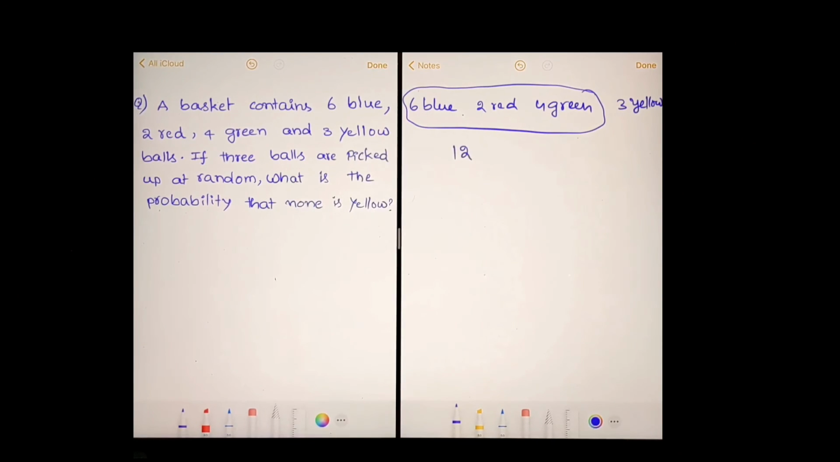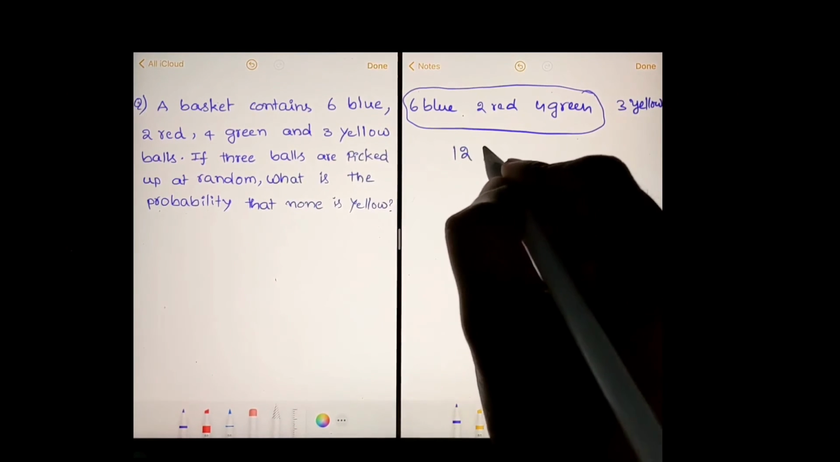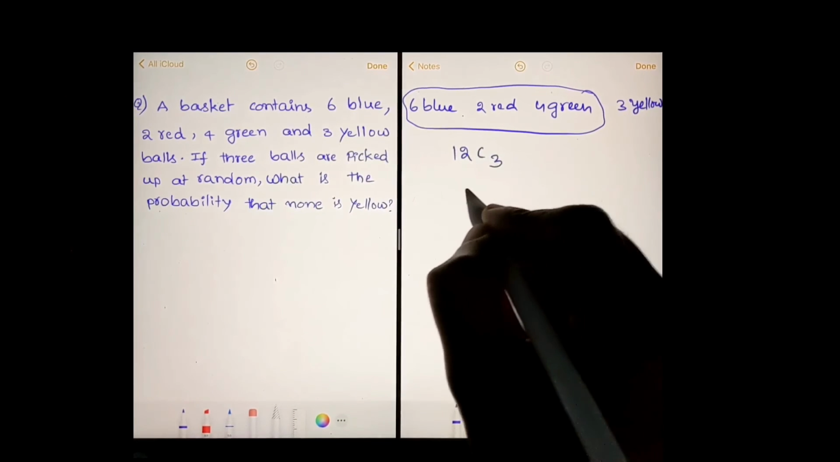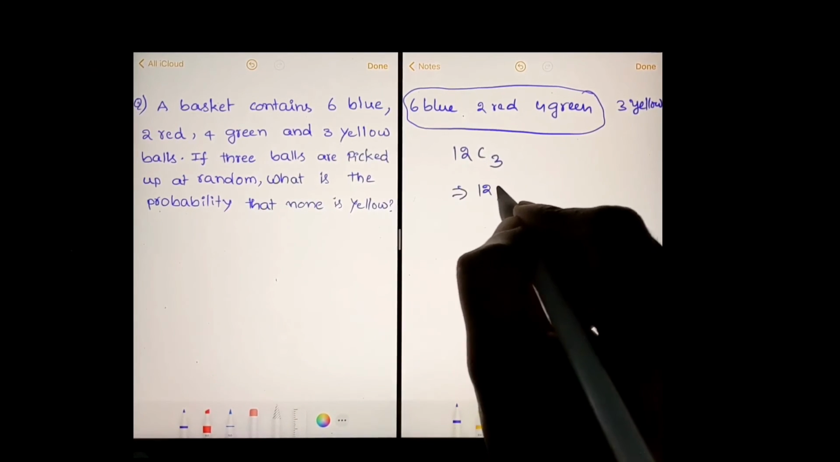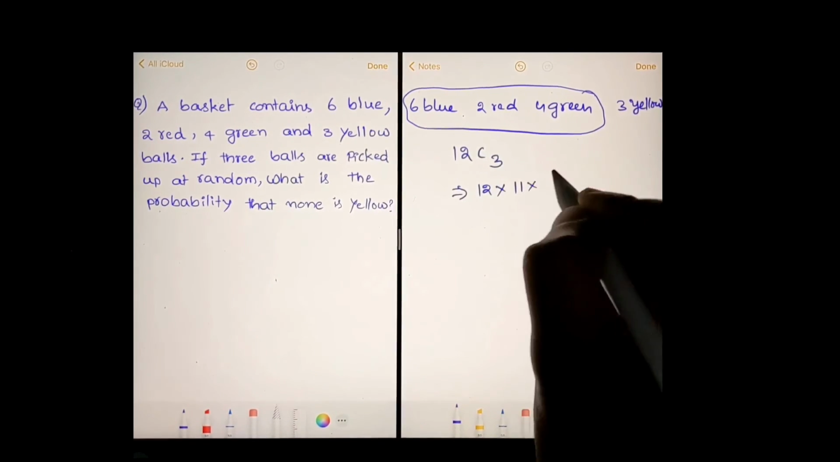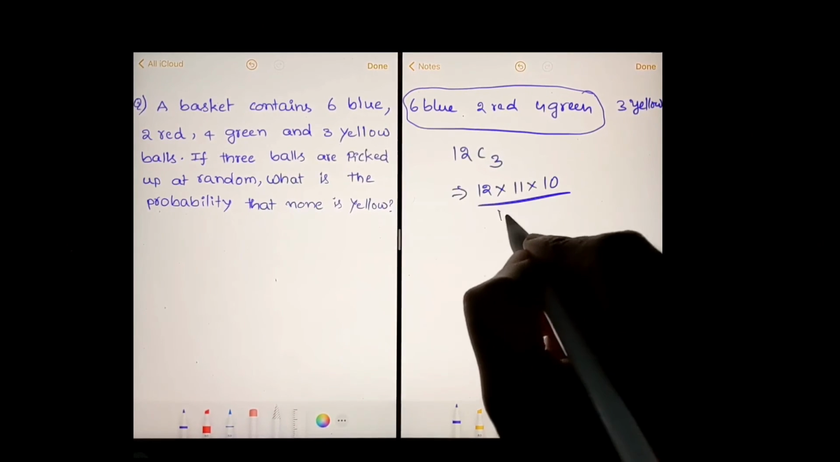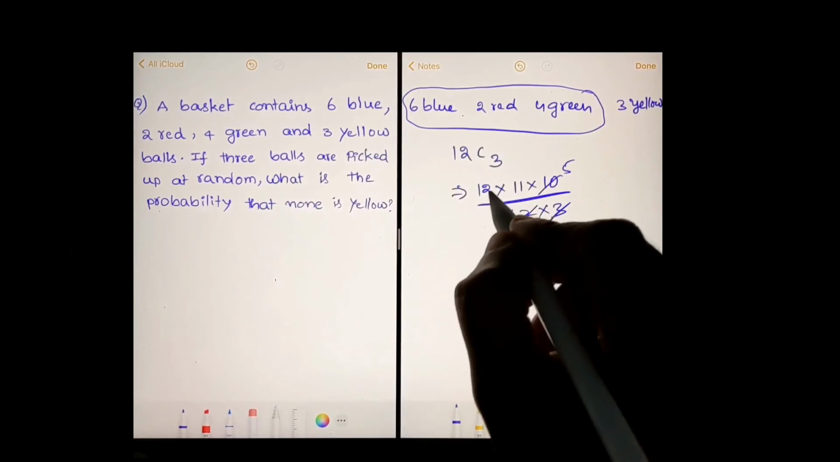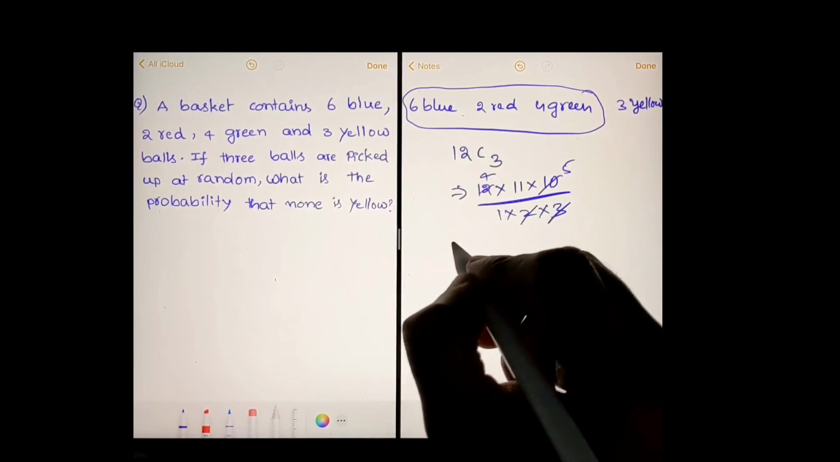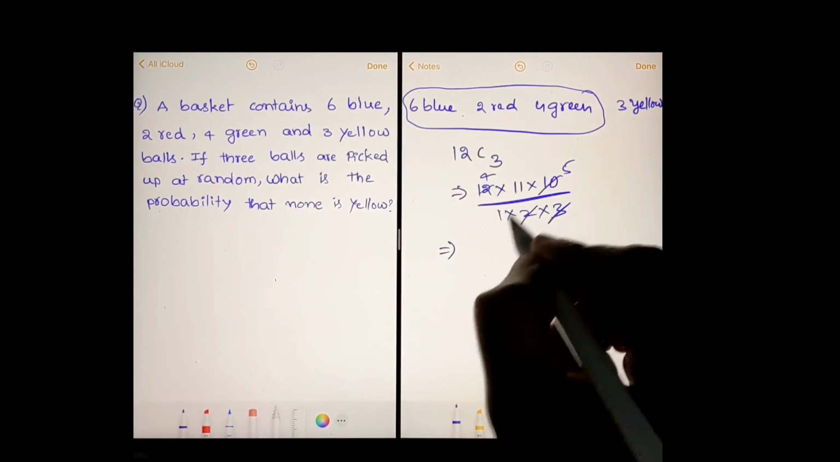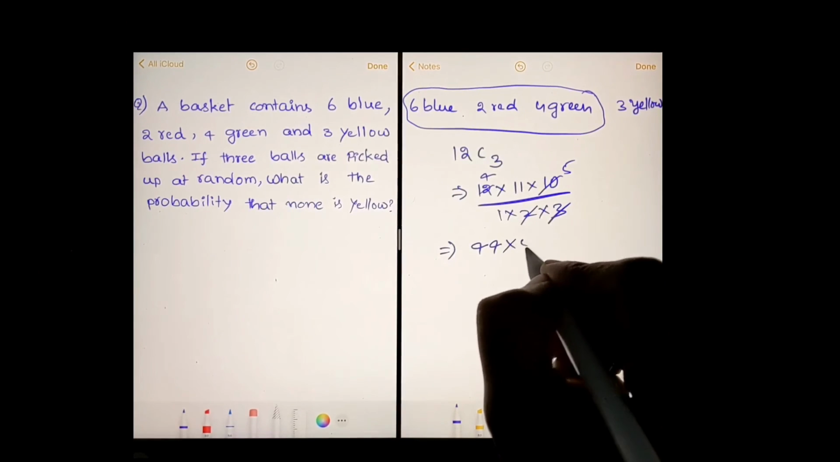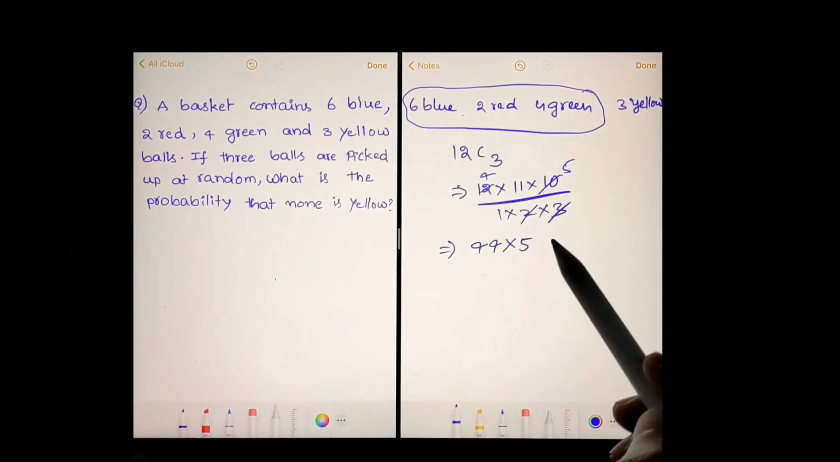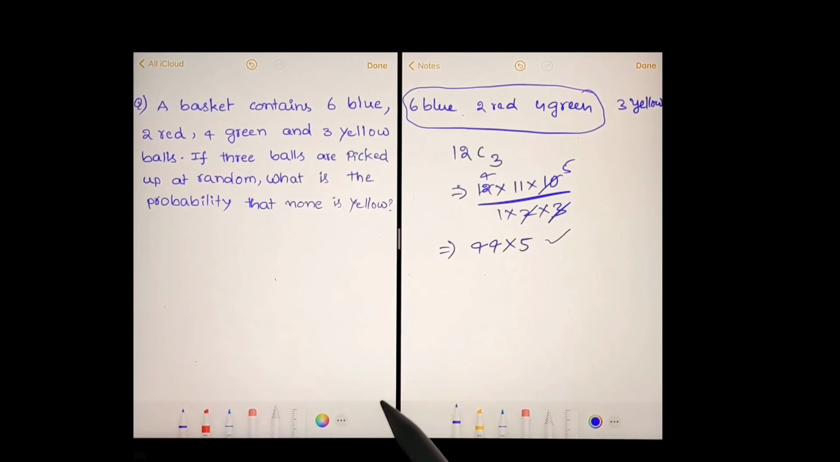If we pick 3 balls out of those 12, then we can pick up in 12C3 ways. 12C3 means 12 into 11 into 10 by 1 into 2 into 3. 2 5s are 10 and 3 4s are 12. So 4 into 11 is 44 into 5. These many ways we can pick 3 non-yellow balls.